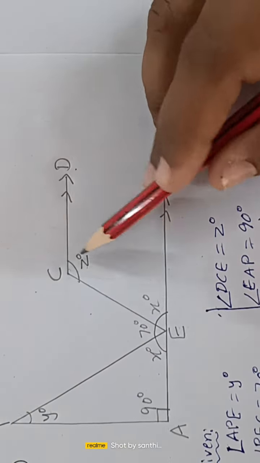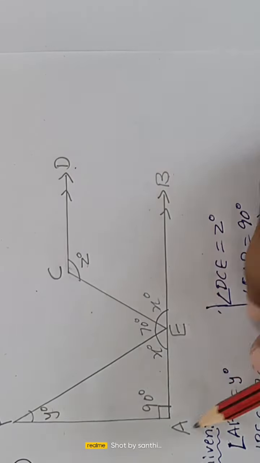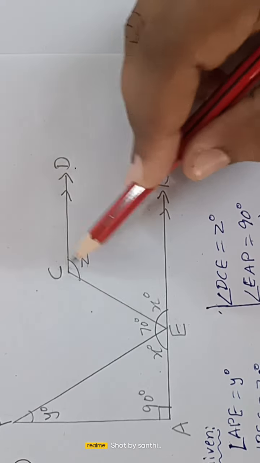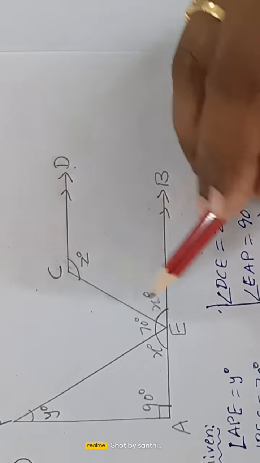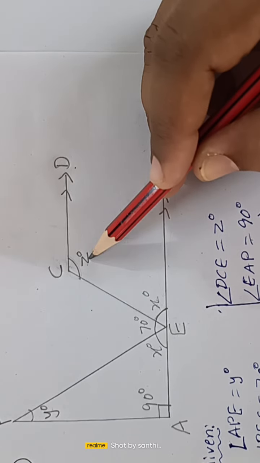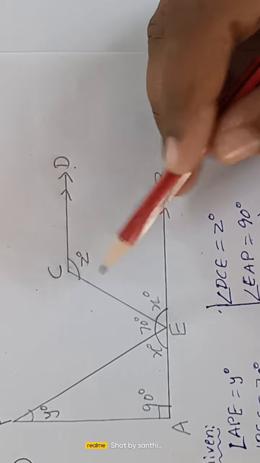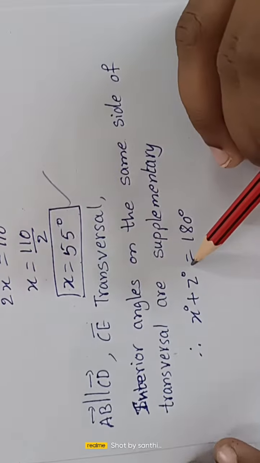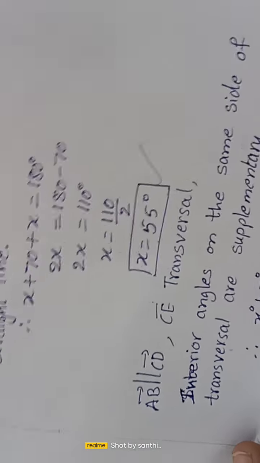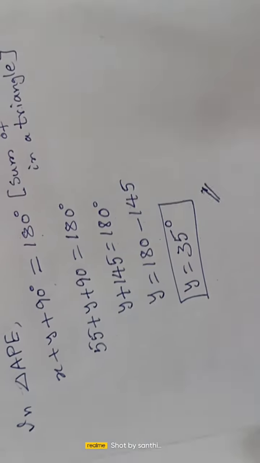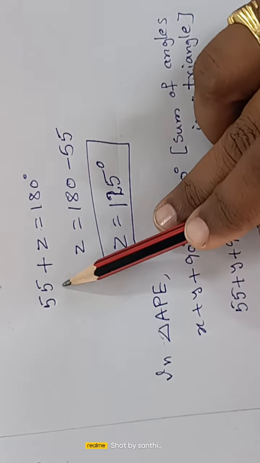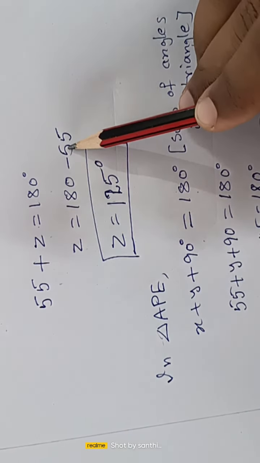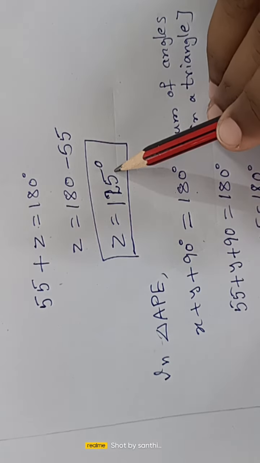Now to find y or z, let us see. Here x and z: CD is parallel to AB, these two are parallel, and CE is the transversal. z and x are interior angles on the same side of the transversal. And we know that in parallel lines they are supplementary. Supplementary means their sum is equal to 180. Therefore, x plus z is equal to 180. We already got x value 55, so 55 plus z is equal to 180. From that z is equal to 180 minus 55, which is 125.